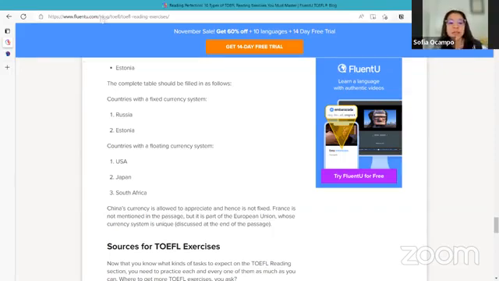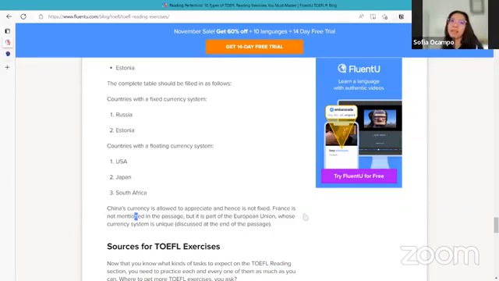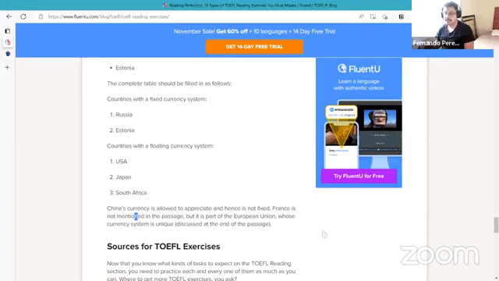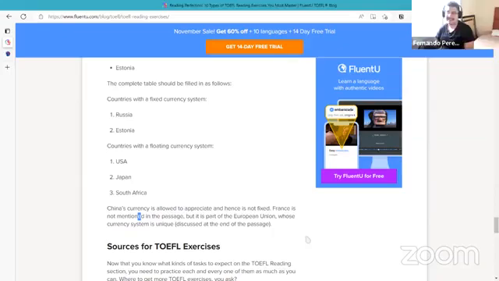France is not mentioned. How do you pronounce the past of a verb that ends in N? Mentioned. It's a D, but still we have a problem because you are pronouncing the E. So don't pronounce the E. France is not mentioned. Exactly.